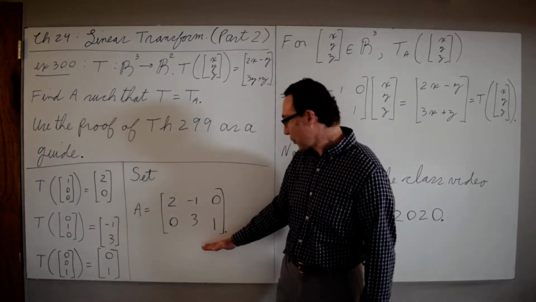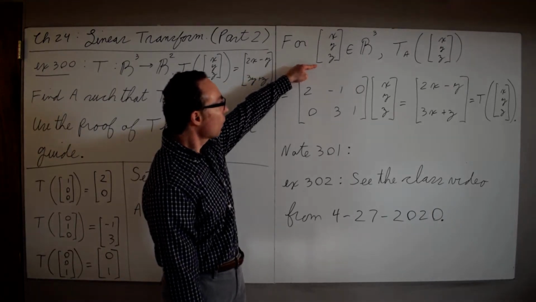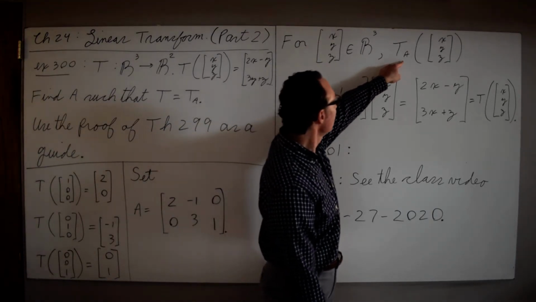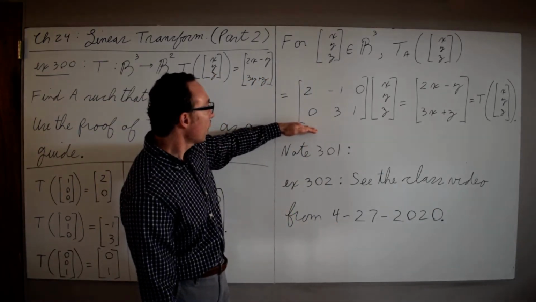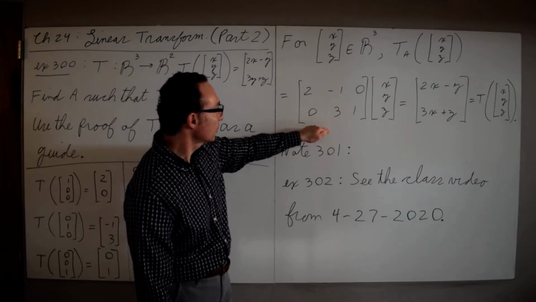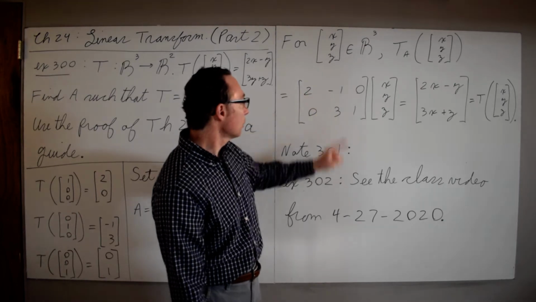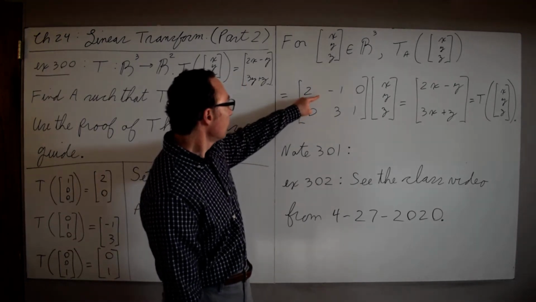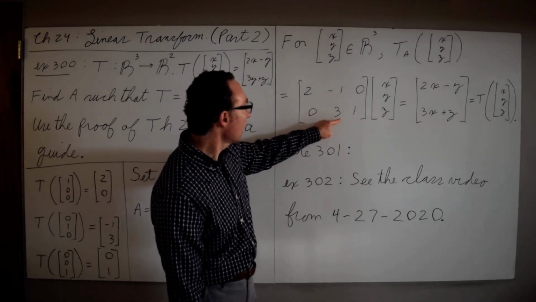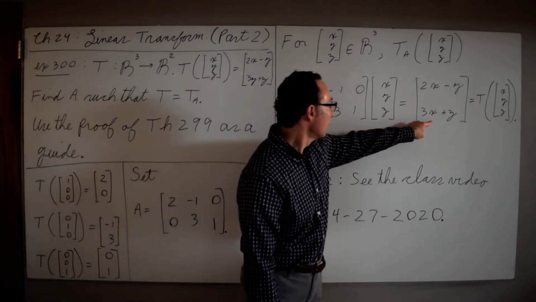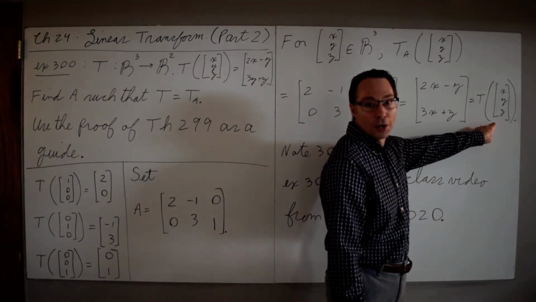Now let's check to make sure that it's correct. So we'll take a vector in R3 and we'll apply T sub A to that vector. So that just means we're going to multiply on the left by the matrix. So we take our matrix, multiply by the vector x, y, z. Do the matrix multiplication, we end up with 2x minus y plus 0, and then 0 plus 3y plus z. So this is the vector we get, and we notice that this is in fact T of x, y, z.